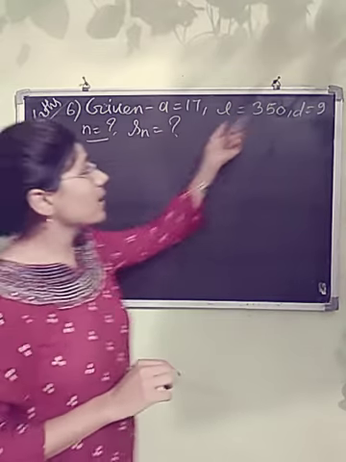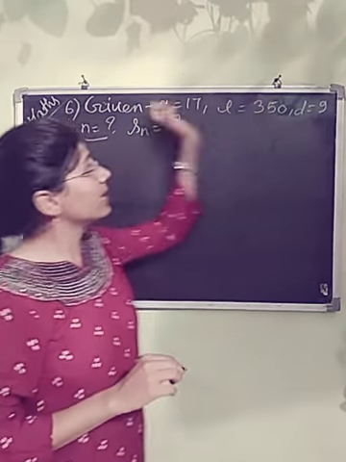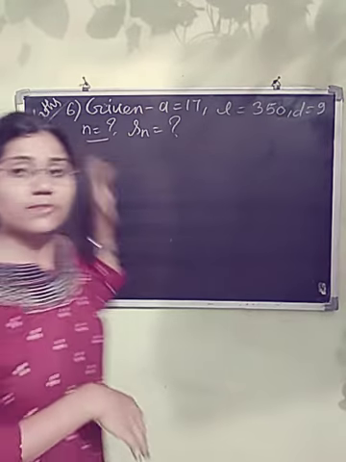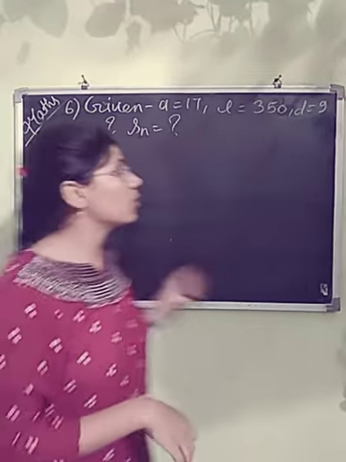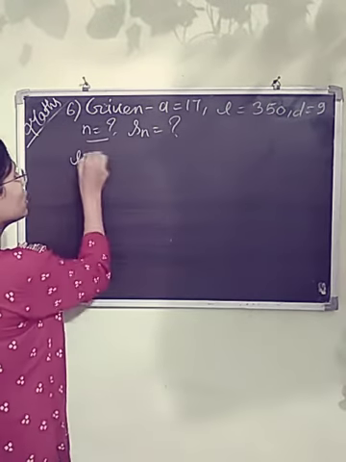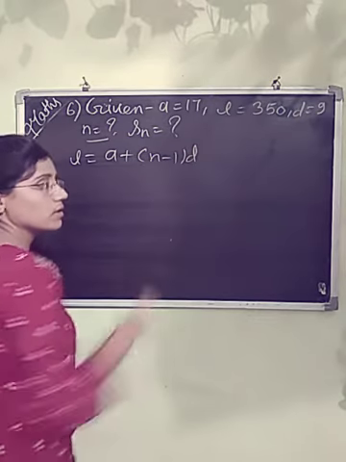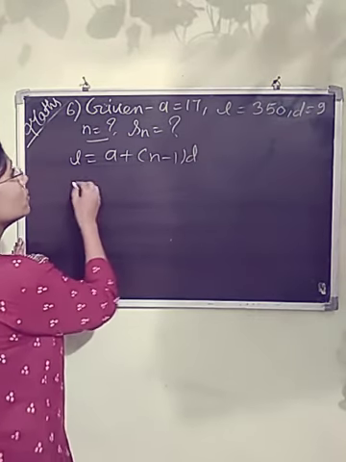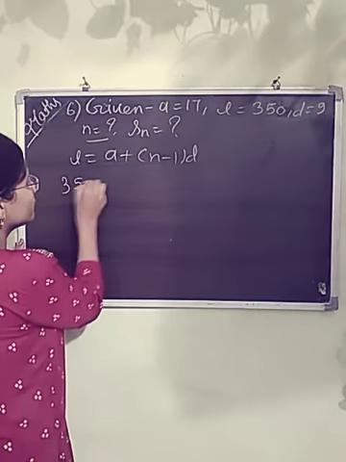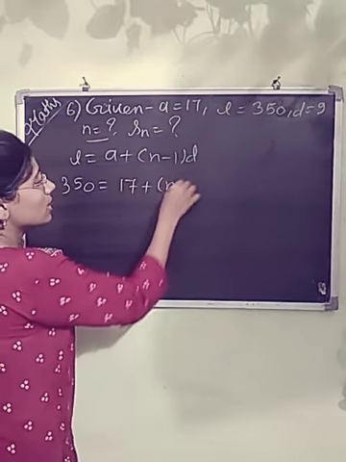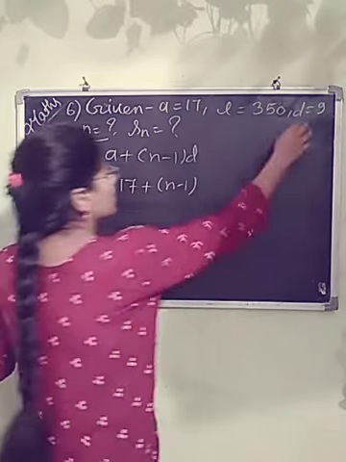Okay, as we have L and we have D and A, we can use the previous formula, that is finding the nth term of an AP. So L equals A plus (N minus 1) into D. Okay, put in the values. 350 equals 17 plus (N minus 1), we don't know N, let it be like this, and the common difference is 9.